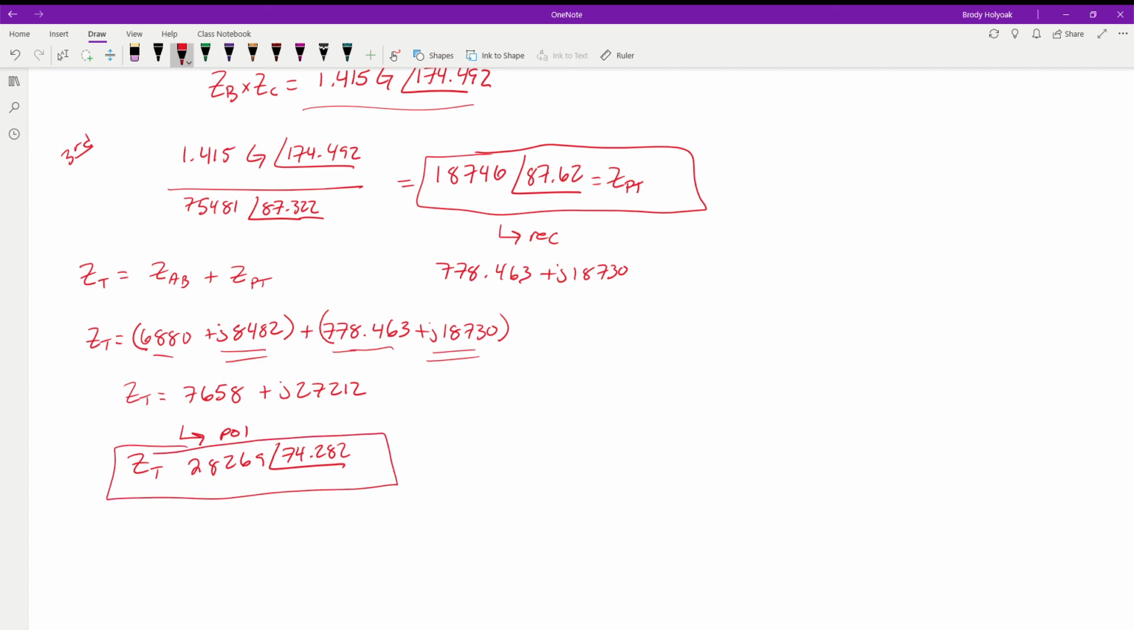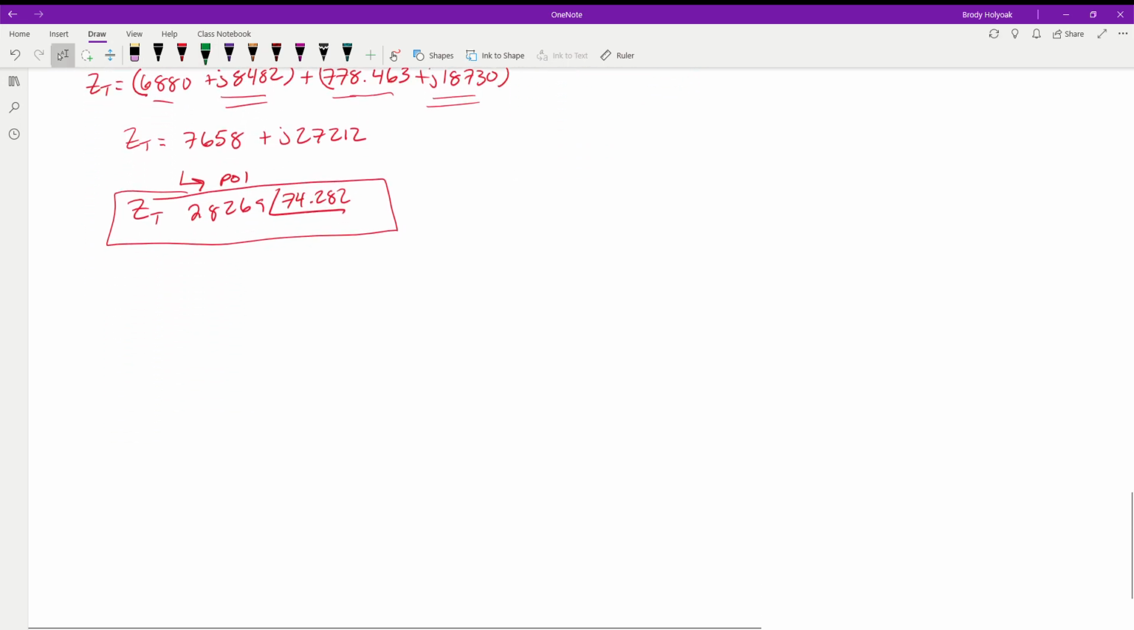So there's the total impedance of the circuit. That's everything combined together, and it is going to provide 28,269 ohms of resistance, impedance essentially, opposition to the AC current for the entire circuit. So now that we have those values, let's continue on and solve for the next parts.